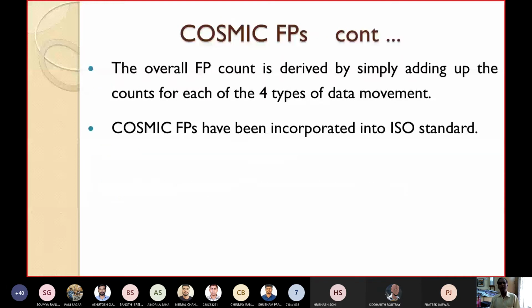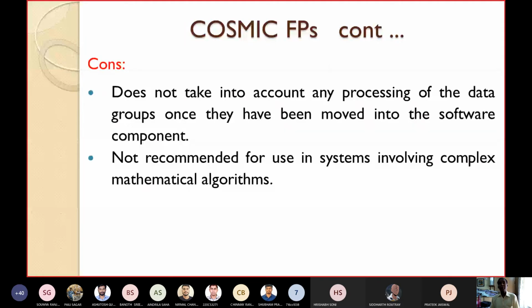The cosmic function points have been incorporated into ISO standard. So that is a great advantage of this cosmic FPs, because Albrecht function points are not incorporated in ISO standard. The cosmic function points have been incorporated in ISO standard. So this is the advantage we have seen, that the cosmic points have been incorporated into ISO standard. This is the advantage. The disadvantages of cosmic function points are these.